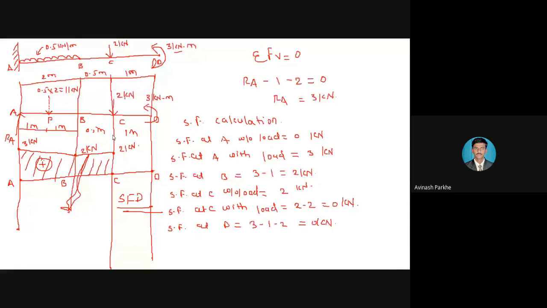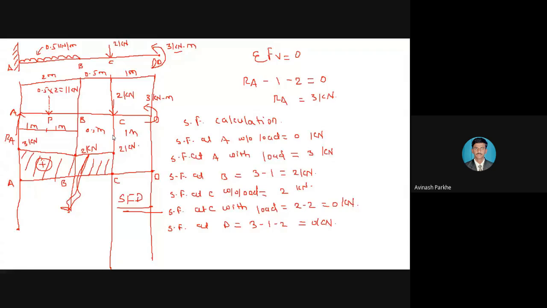One is a couple, another is the 2 kilonewton load, and one more load is the total UDL converted into a point load. Its magnitude is 1 kilonewton. Now 3 kilonewton meter we have to take as it is, as positive. The distance between point A and B is 2 into 2.5, and the other is the UDL converted into a point load, 1 kilonewton into 1 kilonewton, because the distance between A and C is 2.5 meter, and the distance between A and P is 1 meter.